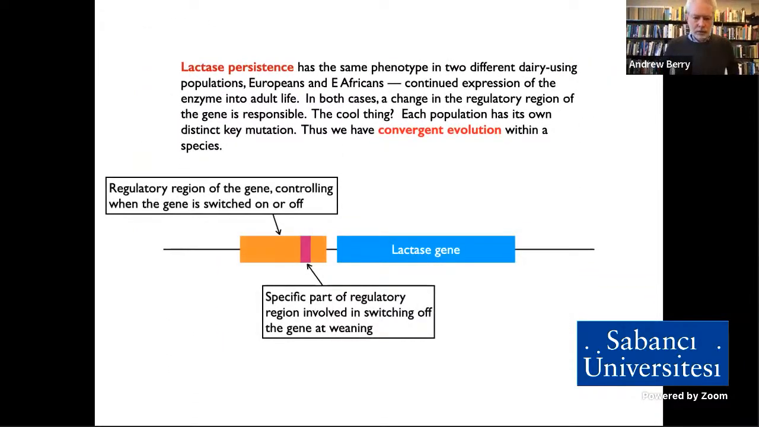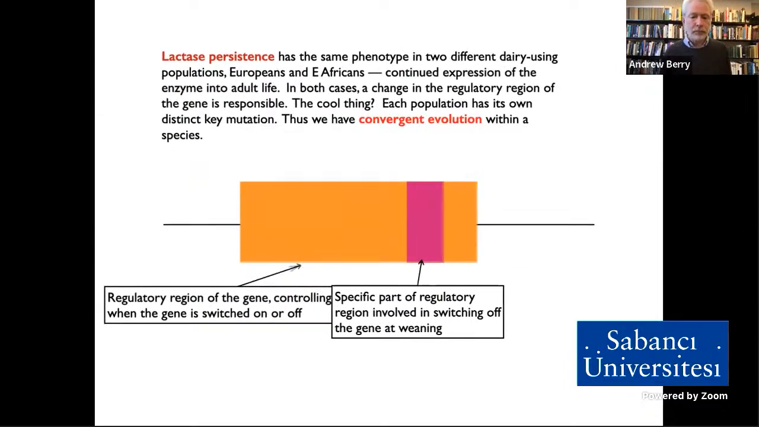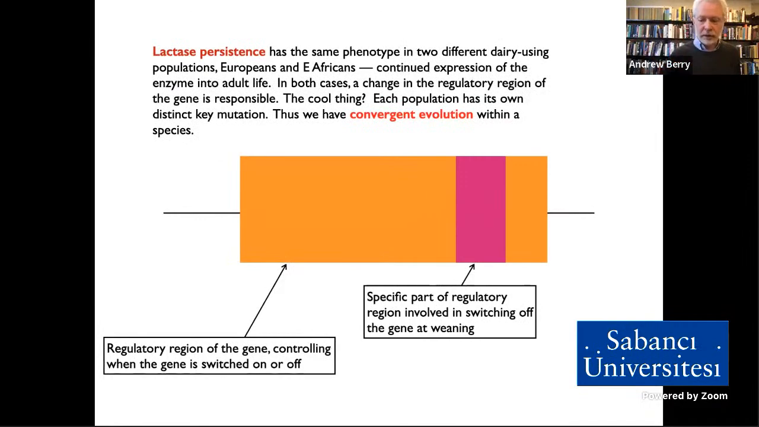On the blue on the right is the actual gene that produces the protein lactase, which, remember, digests lactose. And you've got a switching regulatory region in orange. And I've marked in cerise the switch, the bit which is actually involved in switching off in ancestral or lactose intolerant populations at the age of 2. So let's zoom in. Okay, so we're just looking at the regulatory region.